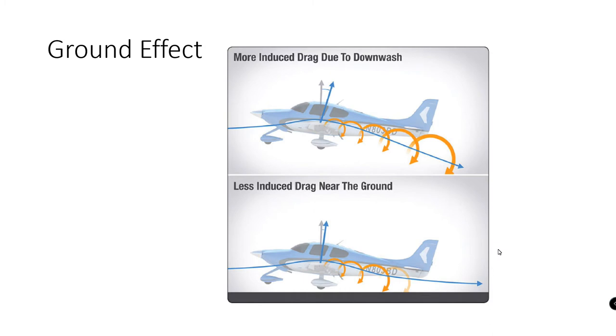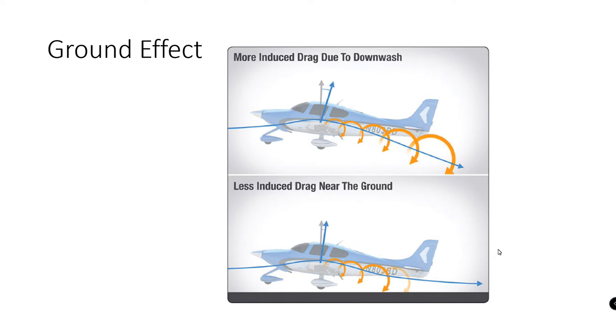All right, so we have our ground effect. As we discussed earlier, we have drag caused by lift, and the more lift we have, the more drag we have. But this drag actually goes down and away from my aircraft. However, when something interferes with that drag, such as the ground, then we're not going to have that much lift induced drag. Hence, that's why the aircraft actually performs better when it's near the ground.